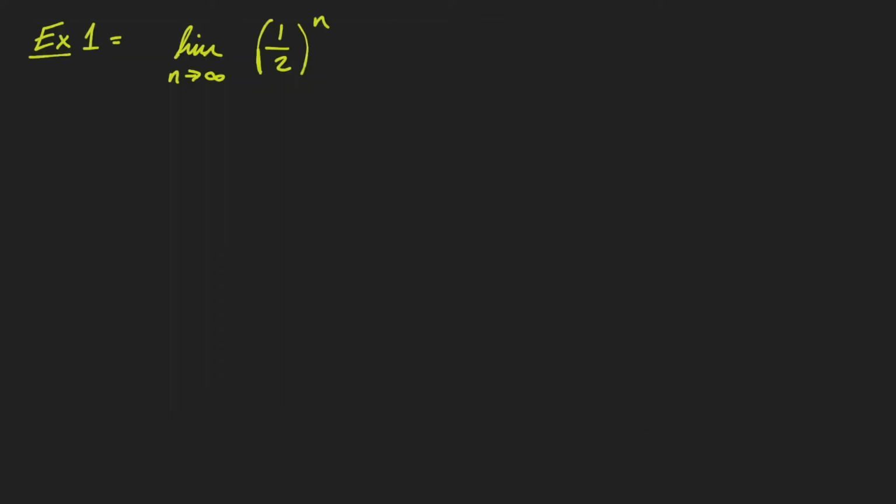So here we have a new problem. Example 1 states, what is the limit as n approaches infinity? Now notice I'm using n as our variable here. Any variable can be used so long as you note that you have another variable in the actual problem that you're changing and approaching infinity. So we have this constant, 1/2, being raised to the n. So as n approaches infinity, what is this whole thing equal to?